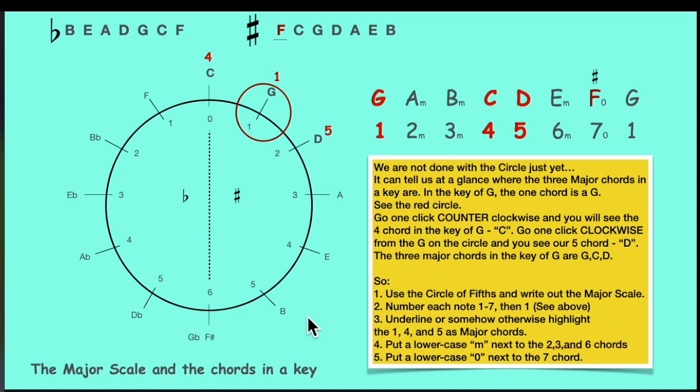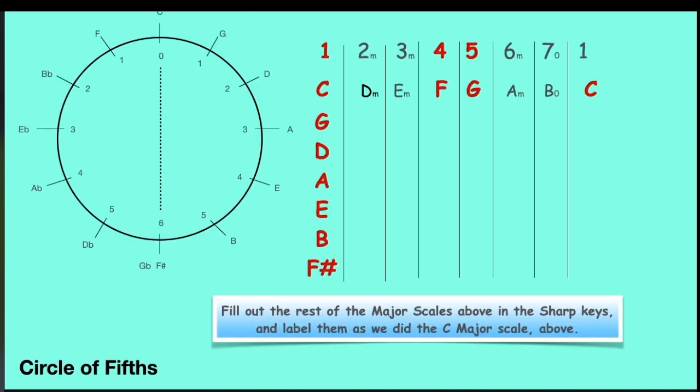So there's lots of ways you can use this. So, as an assignment, for all the sharp keys, the keys to the right of the circle of fifths, do what I did to the key of C. Write out the letters of the major scale underneath the numbers 1, 2, 3, 4, 5, 6, 7, and then 1 again. And then label them appropriately.